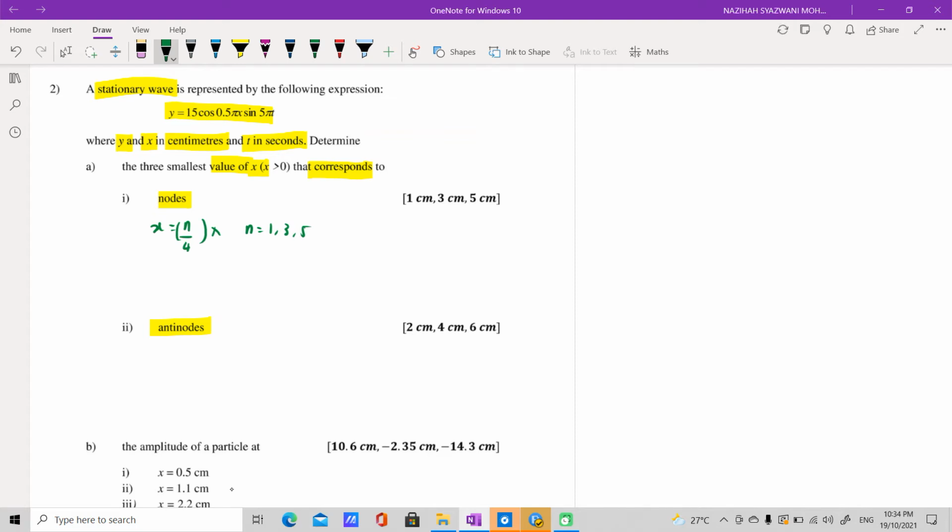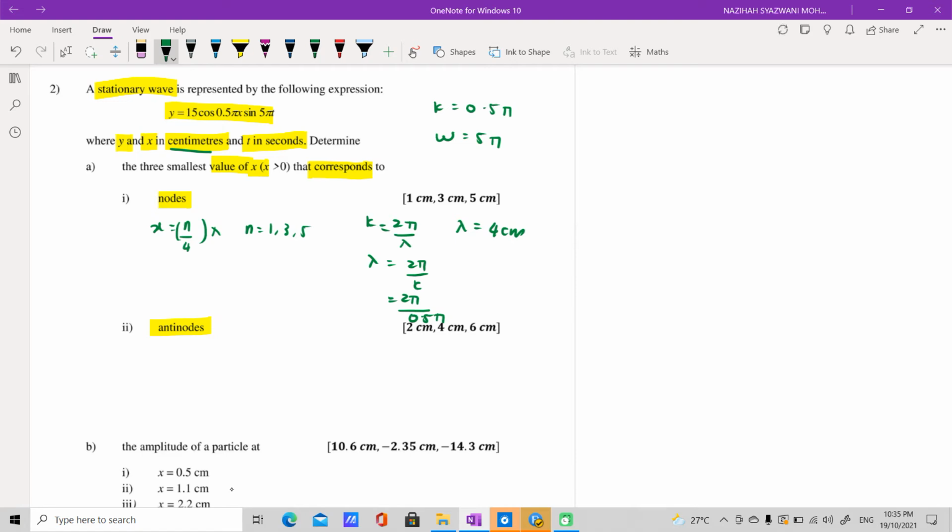So we are going to substitute, but first we need the value of lambda. Lambda we can obtain from the equation here. From this one, we know that our k is 0.5π and our omega is 5π. Remember it is in centimeters. To find lambda, we need to use k equals 2π over lambda, so lambda equals 2π over k, where your k is 0.5π. So basically, your value of lambda is equal to 4, and the unit is in cm.